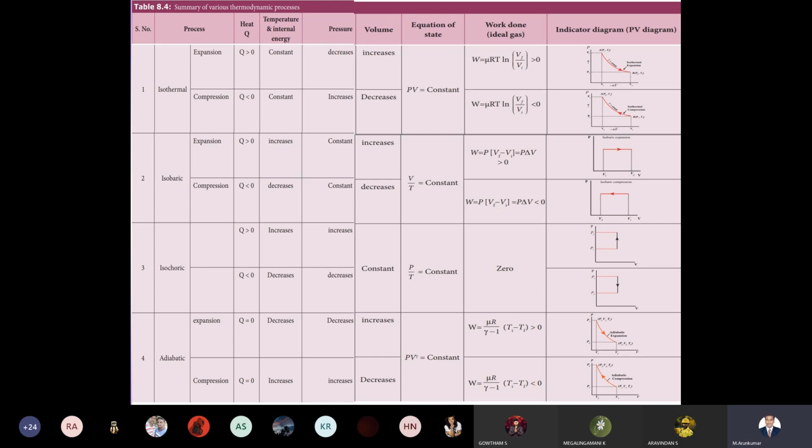We can easily memorize all the 4 processes. Just try to be familiar with this figure, right? So I think we can stop. So just try to learn these processes.